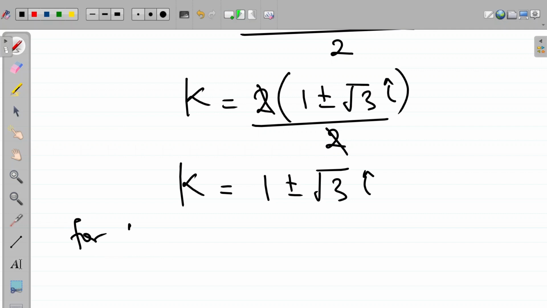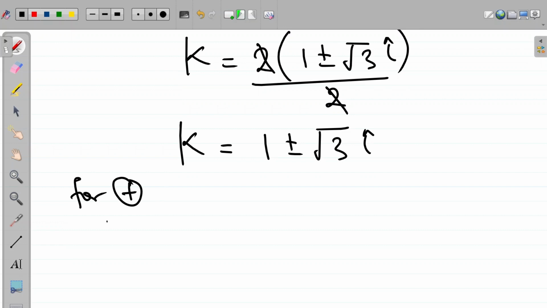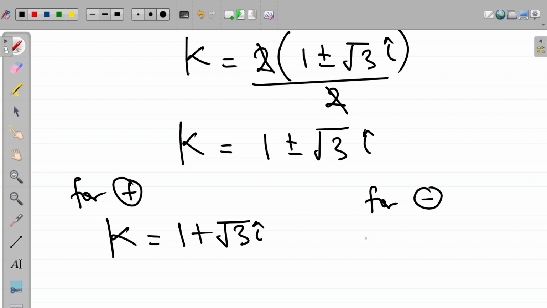For plus, we have that k is equal to 1 plus root 3 i, and for minus, we have that k is equal to 1 minus root 3 i. Now we have been able to simplify an imaginary function using the quadratic formula.